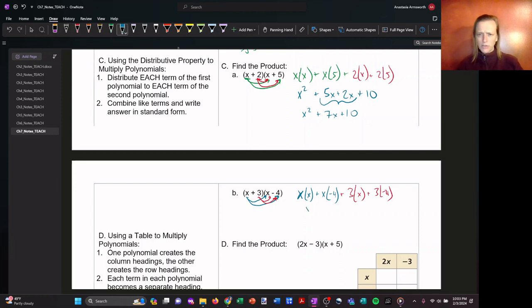And what I get when I do the multiplication is x squared plus negative 4x plus 3x plus negative 12. I have like terms here in the middle, so I'm going to combine them and get x squared minus x minus 12 as my final answer.